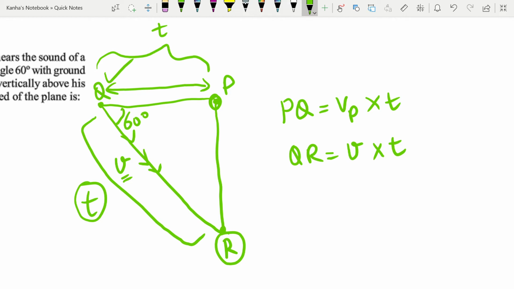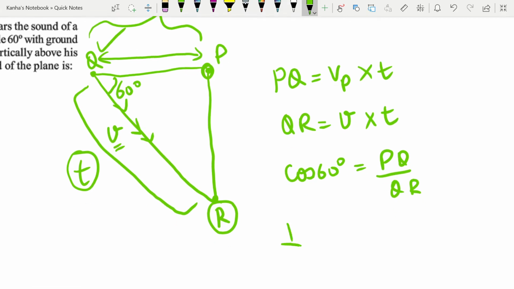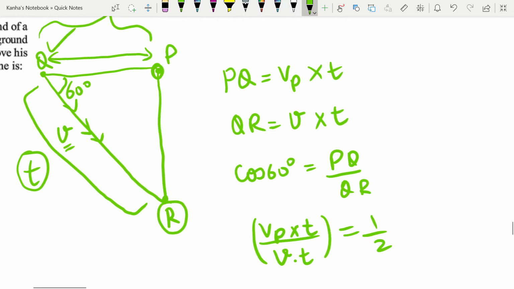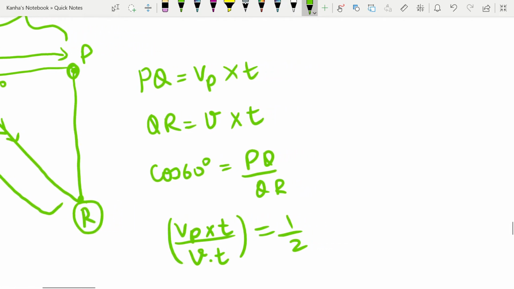Now cos of 60, from this triangle, you can easily see is equal to PQ by QR. So half is equal to Vp into t divided by V, velocity of sound, into the same time t. This is equal to half because cos 60 is half. From here you can easily see that velocity of plane Vp is nothing but v by 2.